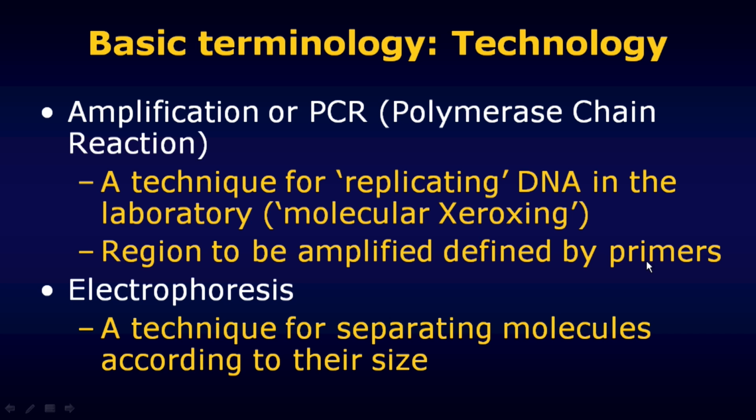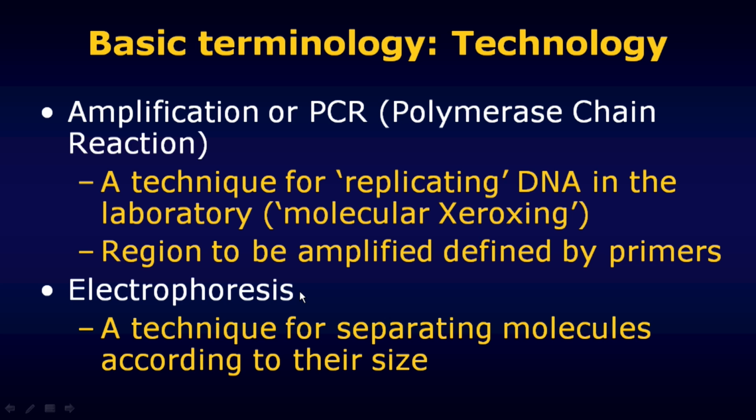In very simple terms, many people refer to PCR as molecular Xeroxing, in the same sense that you can use a copy machine to make many copies of a particular piece of paper. You can use PCR to make many copies of a particular fragment of DNA.